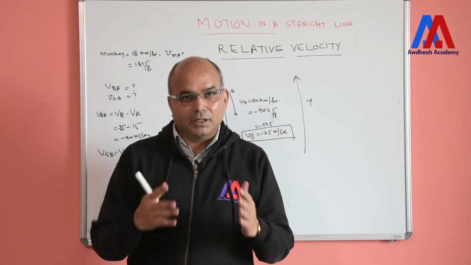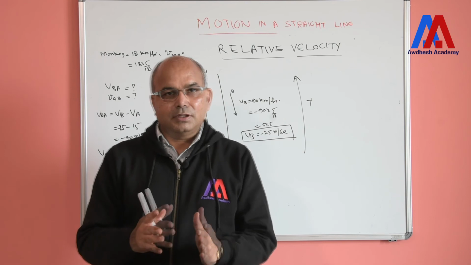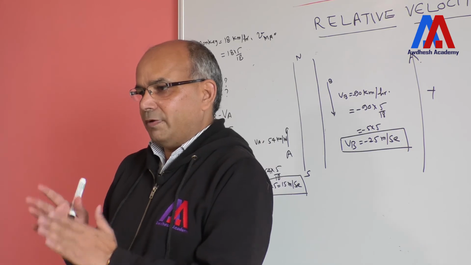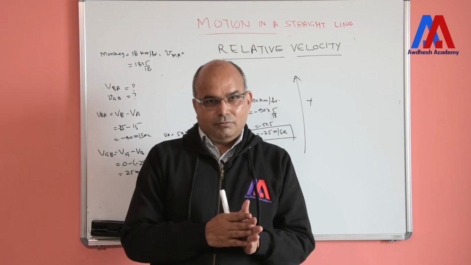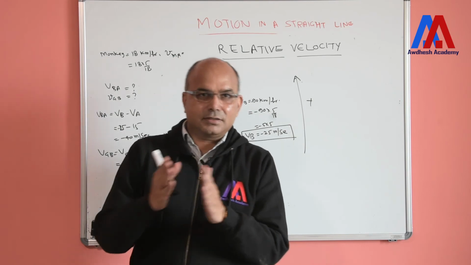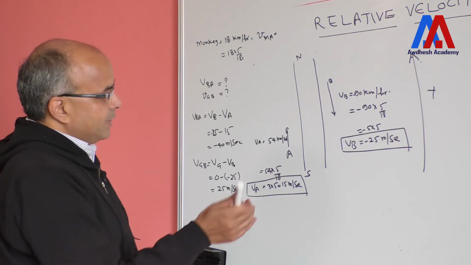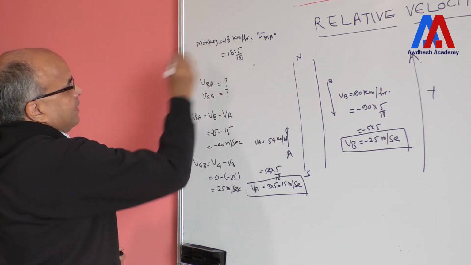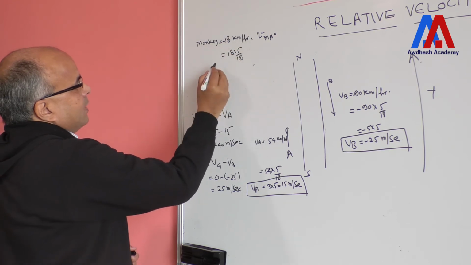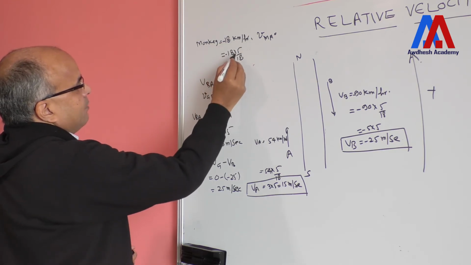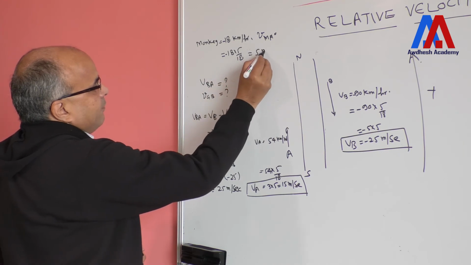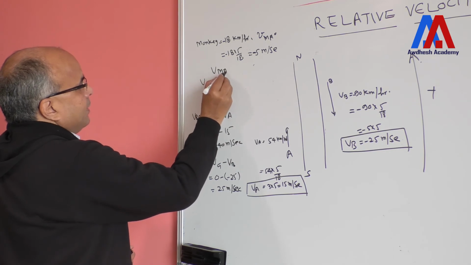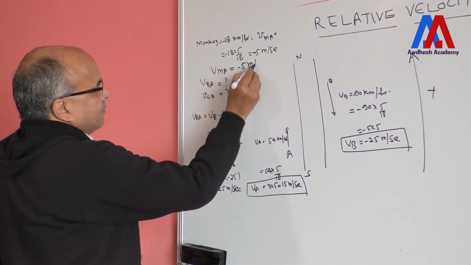Let us now go to the third part of the problem, that is related to the movement of the monkey. The problem is the velocity of the monkey running on the roof of the train against its motion. That means its velocity is against the velocity of A. Here we have taken the velocity of A as positive, and therefore the velocity of the monkey will become minus. It is minus 18 km per hour, and if we convert that into meter per second, we multiply by 5 by 18, and this becomes 5 meter per second, and this is minus. So VMA is equal to minus 5 meter per second.